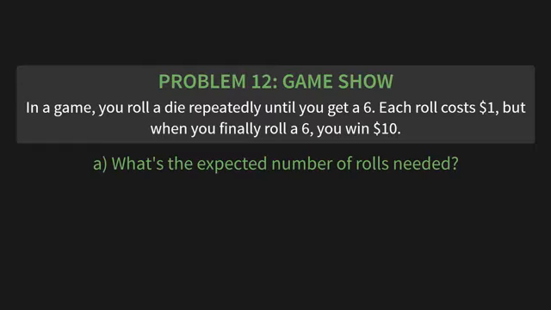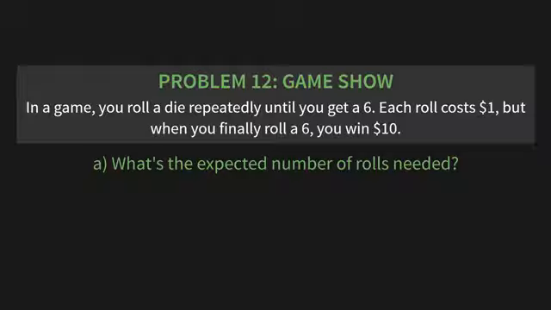Here's the game. You roll a die repeatedly until you get a 6. Each roll costs you $1. But when you finally roll that 6, you win $10. Simple rules, deep mathematics. So here's the big question. What's the expected number of rolls you'll need?